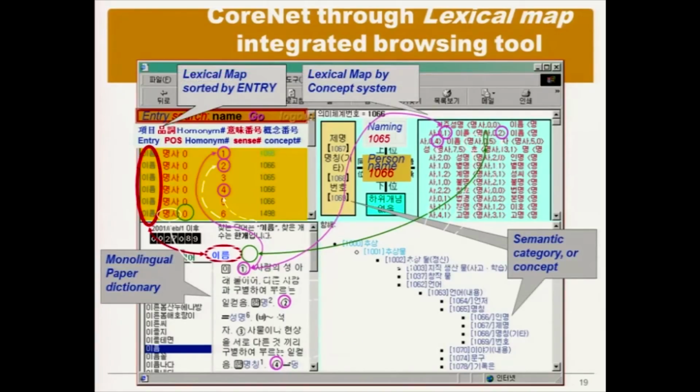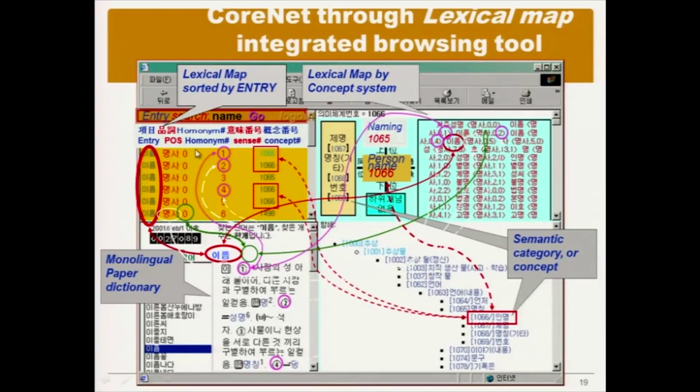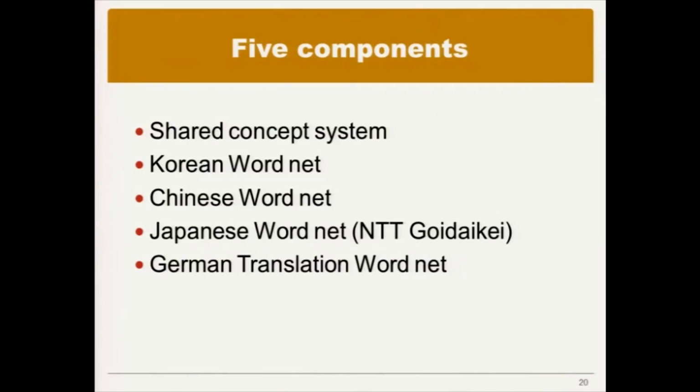This is one picture of CONET. Here is the entry's part of speech. This is a noun, and this is the homonym number in the dictionary. This is just a word in Korean, and this is the homonym number. Every sense is mapped to the dictionary definition, and also mapped to this concept system. This is also the hierarchy of the concept system. We referenced the NTT Goidaikei semantic net heavily, so at least we shared the concept system among Japanese, Chinese, and Korean for this purpose.